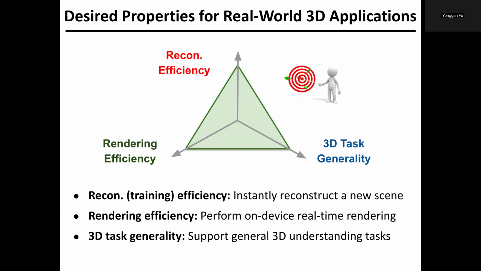The first property is reconstruction efficiency, meaning that we always expect a new thing can be instantly reconstructed without user waiting time. The second is rendering efficiency. We expect all rendering processes can be performed on-device in real time. The third property is the generality across 3D tasks, meaning that it is highly desirable that one 3D pipeline can support diverse 3D tasks, like 3D scene understanding and 3D edge detection in addition to reconstruction.